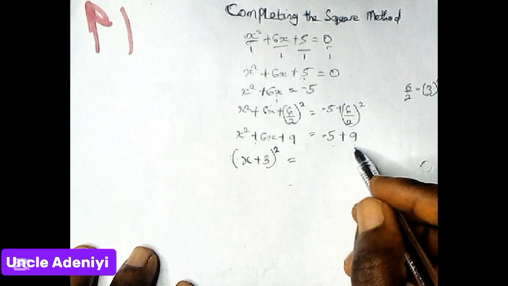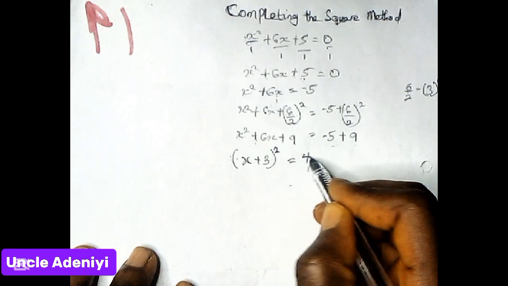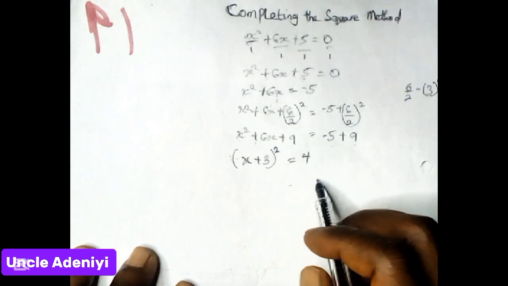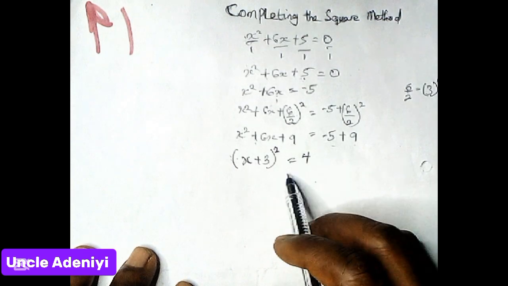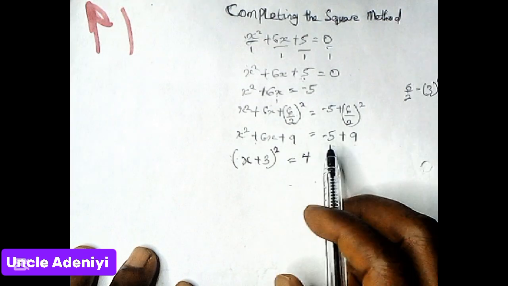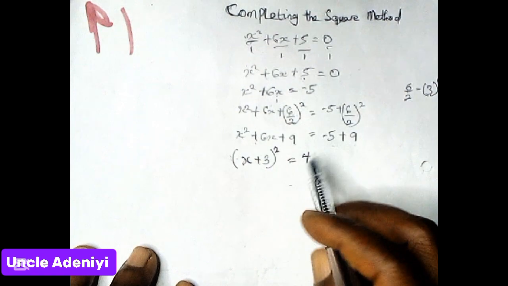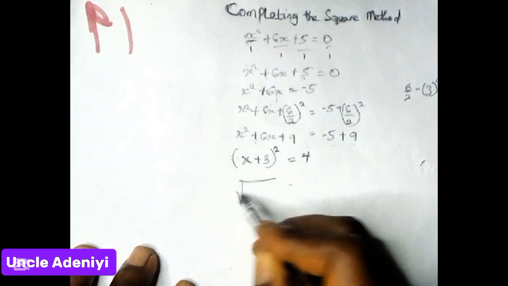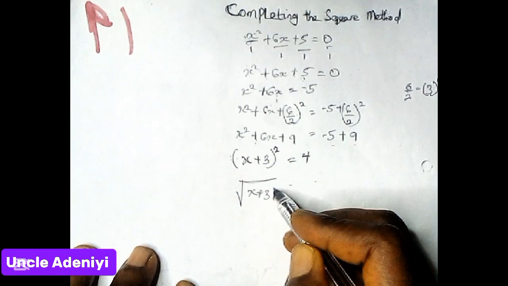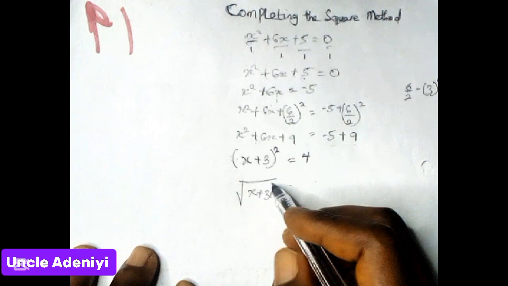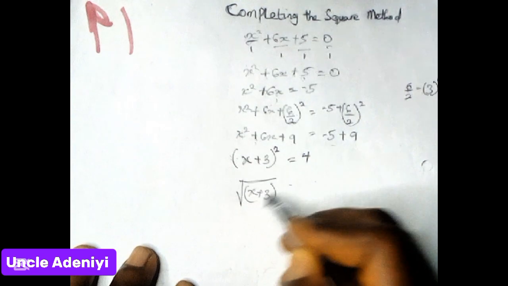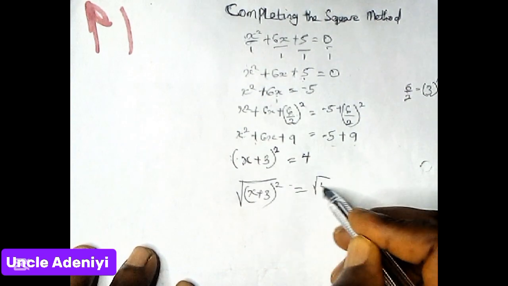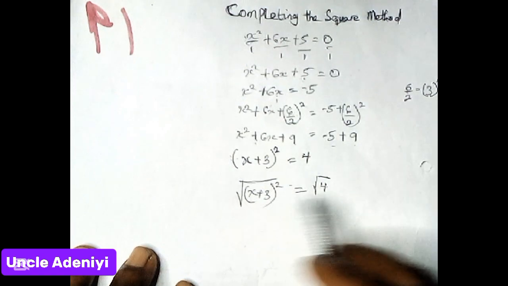Which is 4. So now the next step is you take the square root of both sides. This side is the square root of x plus 3, squared, and the other side is the square root of 4.